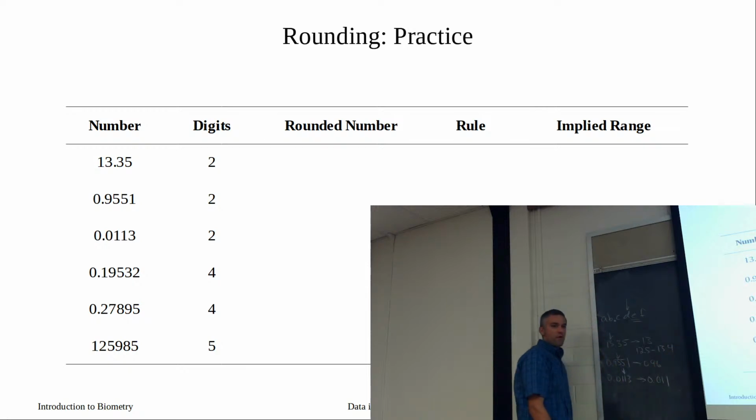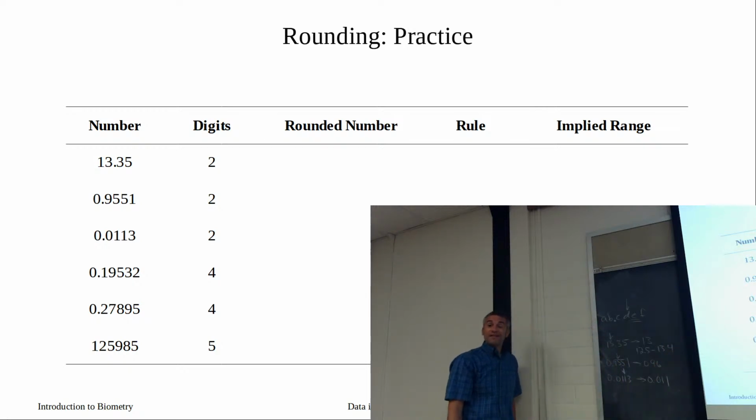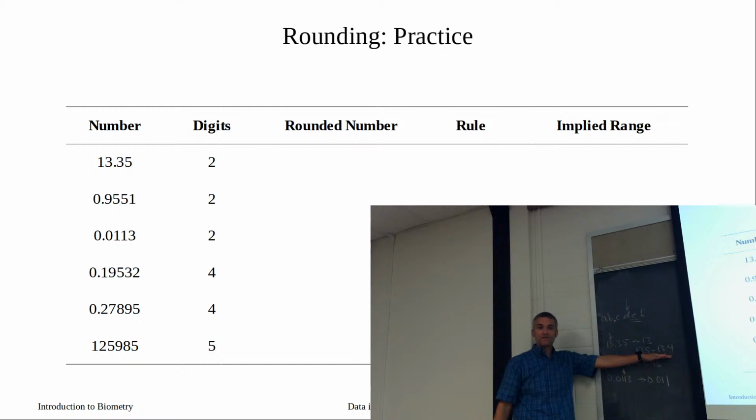Yep, so 12.5 to 13.4. Now the implied range, I'm just going to keep it simple, because the only thing this is doing is driving home the point that when we round, even with our instruments, it doesn't mean that it's exactly at that value, that it can take on a range of values.